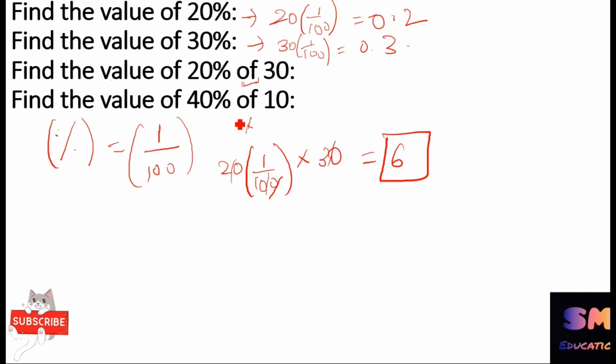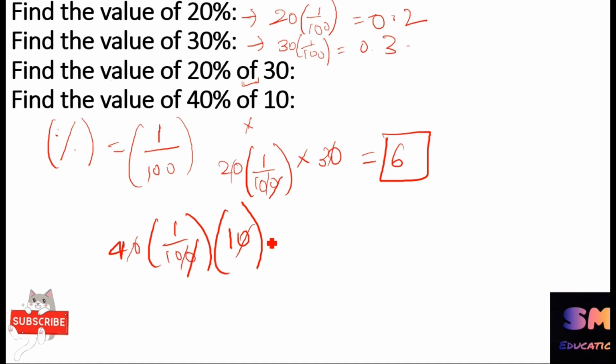Similarly, find the value of 40% of 10. 40% is 40 by 100, of means multiplication. We need to multiply into 10. This gives you the value as 4. Therefore, the value of 40% of 10 is 4.